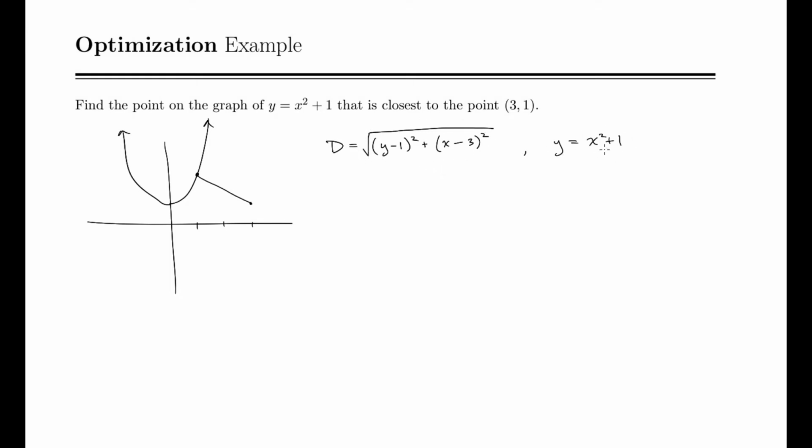And there's our constraint. So we can go ahead and plug in the x squared plus 1. And so d is the square root of, well, (x squared plus 1 minus 1) squared plus (x minus 3) squared. So it's the square root of x to the 4th plus, and then we'll go ahead and multiply that out. So that's x squared minus 6x plus 9.